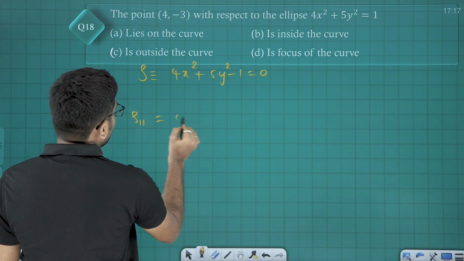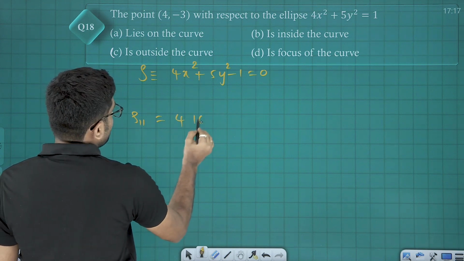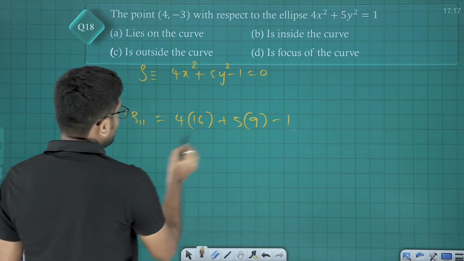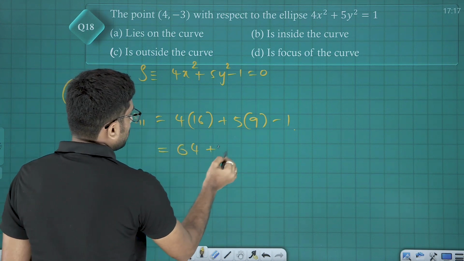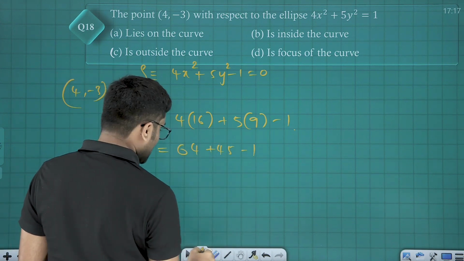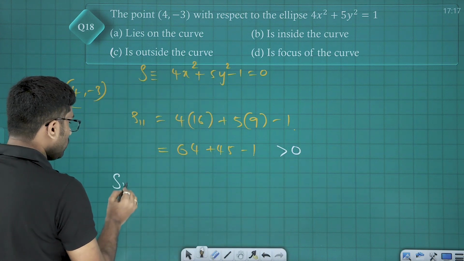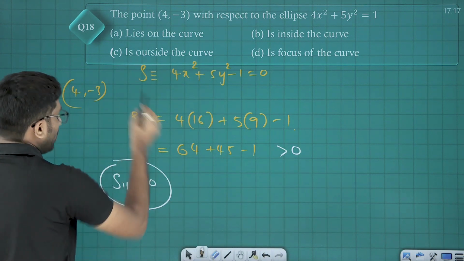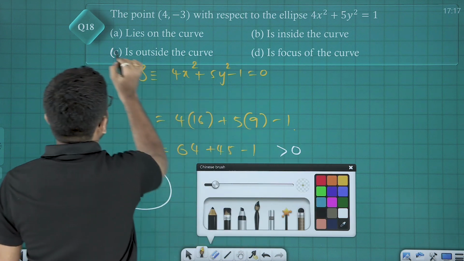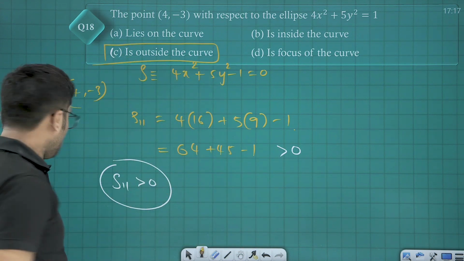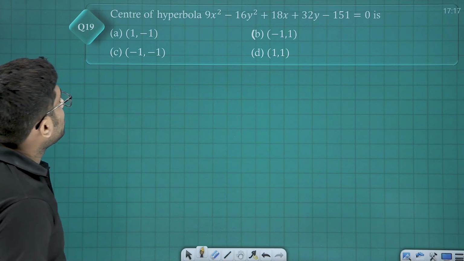S11 means substituting the point in the given equation. 4 square is 16 plus 5 into 9 minus 1. 16 plus 45 minus 1, that is 64 plus 45 minus 1 in total. Clearly it is greater than 0. So friends, if S11 is greater than 0, the point lies outside the ellipse. The point lies outside the ellipse. Clear?